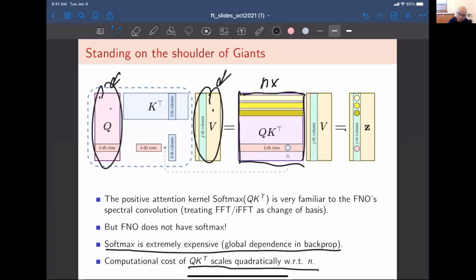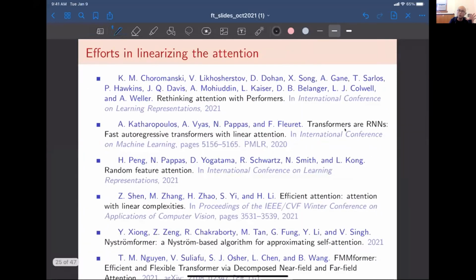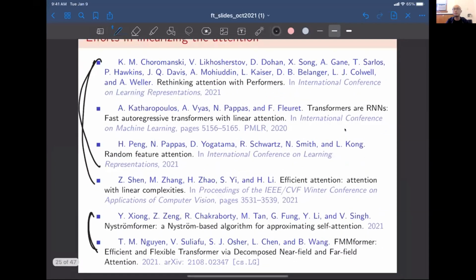And moreover, we want to linearize it because this matrix is n by n, and this matrix is n by d, where n is the sequence length, and it has this quadratic dependence. Starting from two years ago, people began to linearize. What linearize means is they try to reduce the cost to linear dependency on the sequence length. There are two main approaches in linearizing the transformer. The first one is the first three, and the second one is the last two.